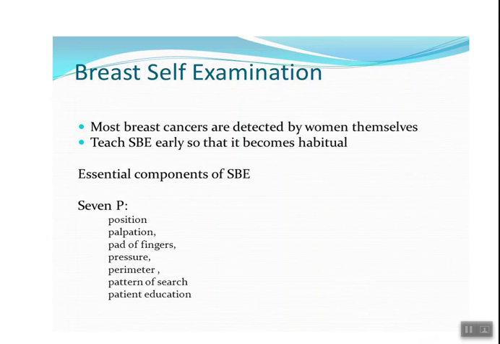Next, the pressure. During the palpation, a woman needs to apply some pressure to detect any lumps or tumors. Next, parameter means they need to cover the entire breast. Pattern of search means they need to do the examination in a circular motion. And lastly, the education of the patients for any abnormalities and how the detection can be done. Thank you.